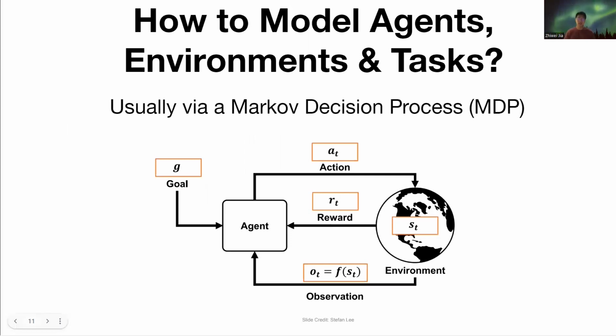But for now, let's just take a common approach, that is to model these entities by a Markov decision process, or MDP in short. In a Markov decision process, an agent receives observations from the environment, takes actions to interact with the environment, and obtains rewards that are reflective of the underlying tasks. For instance, in a navigation task, the rewards can be the minus distance between the robot and the target location.